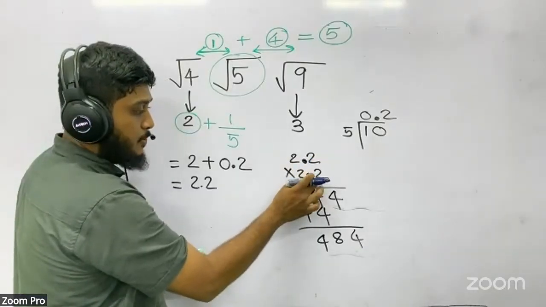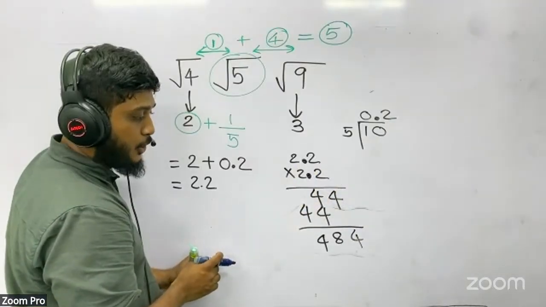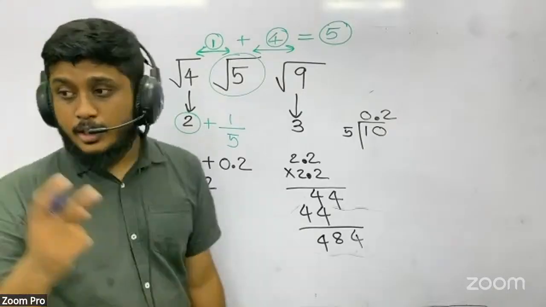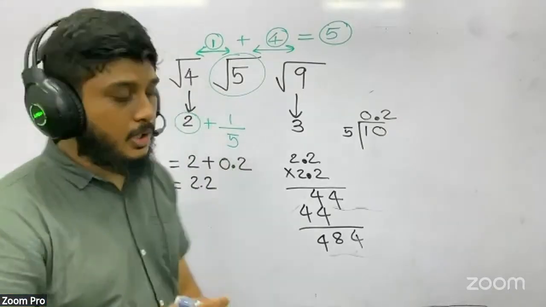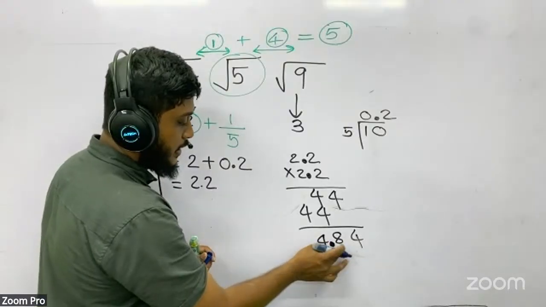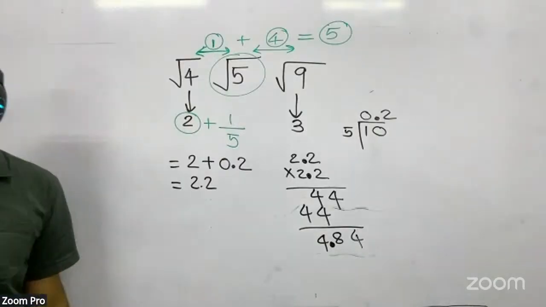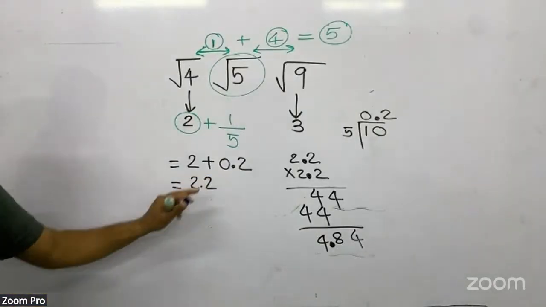After this decimal point, there is another number. Altogether, how many numbers after the decimal points? There are 2 numbers. Therefore, I have to keep the decimal point here. Okay, as we get 2 numbers after the decimal point. Is it clear?